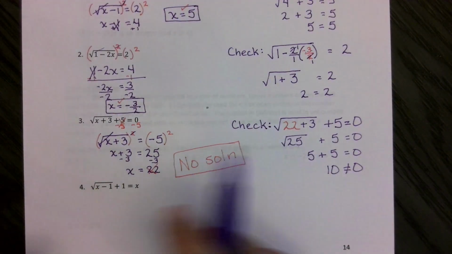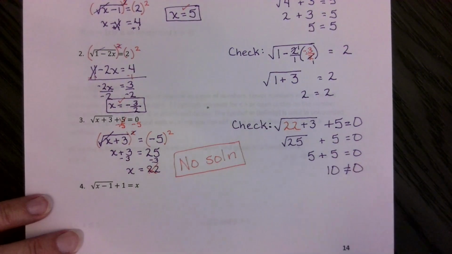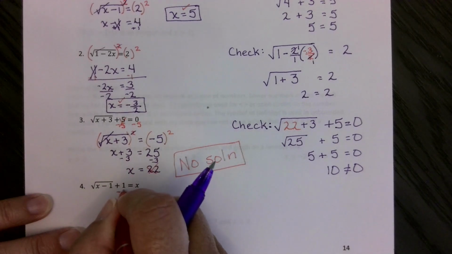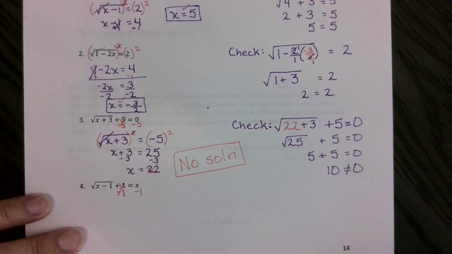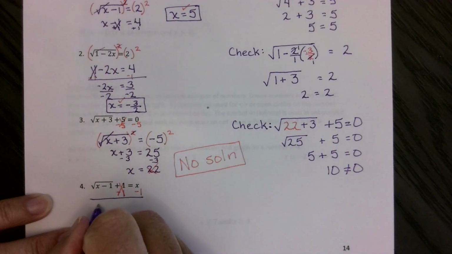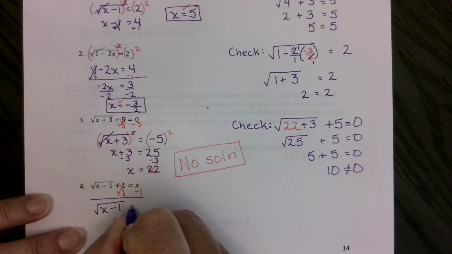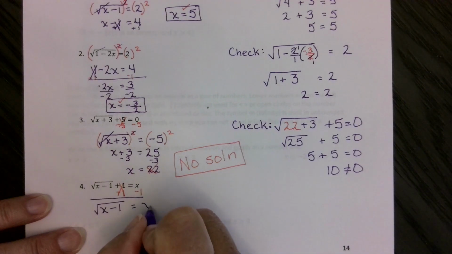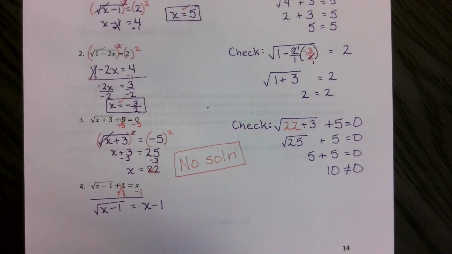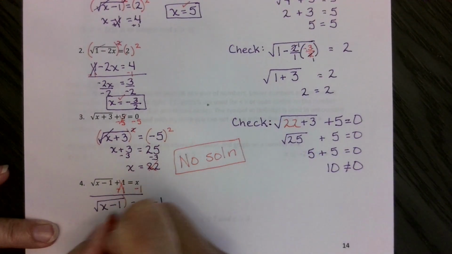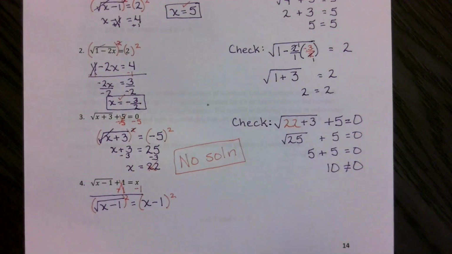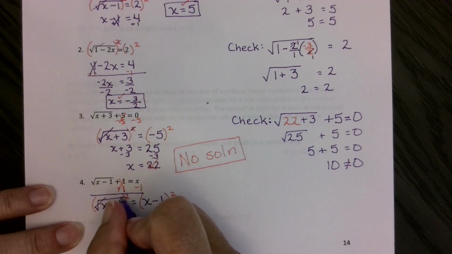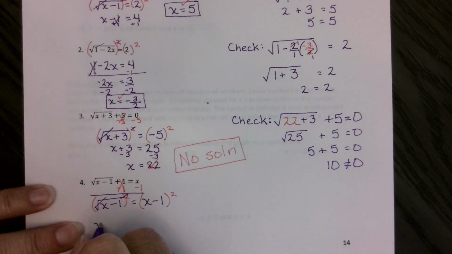Okay. Now right here, we're going to subtract 1 because again, we have to isolate our radical. So on this side, we have the square root of x minus 1. Over here, we have x minus 1. Now be careful. We're going to square both sides. We're going to square this side, and we're going to square this side. This square and square root cancel each other out, and we're left with x minus 1.